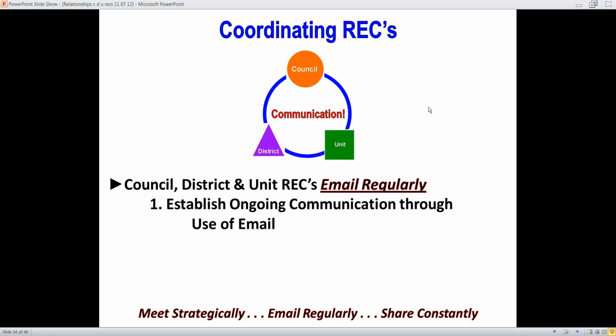Now, council, district, and unit RECs emailing regularly. Establish an ongoing communication through the use of email, not just helter-skelter. If there's any late-breaking news, surely you'd want to share that, and the sooner the better. But it is a good idea to have people expecting regular emails, not flooding the mailbox. That would not be warmly received at all. I think people need to recognize that email is going to come when there's really something to say, and that they're not constantly bombarded with email. So use it judiciously, but do use it.